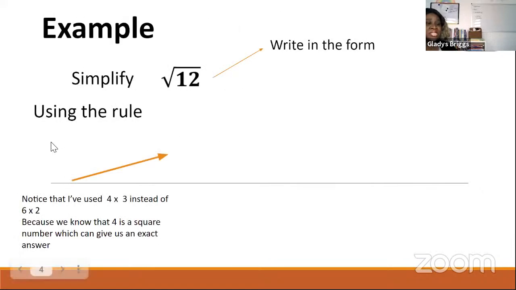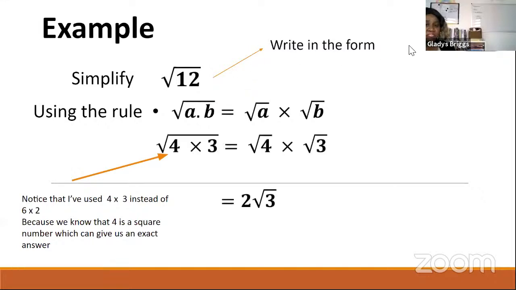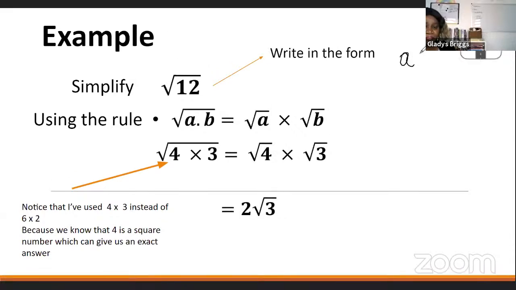To simplify a surd, it means you should be able to write it in the form A root B. So if you have the square root of 12 and they say to simplify it, you can write it as the square root of 4 times 3.